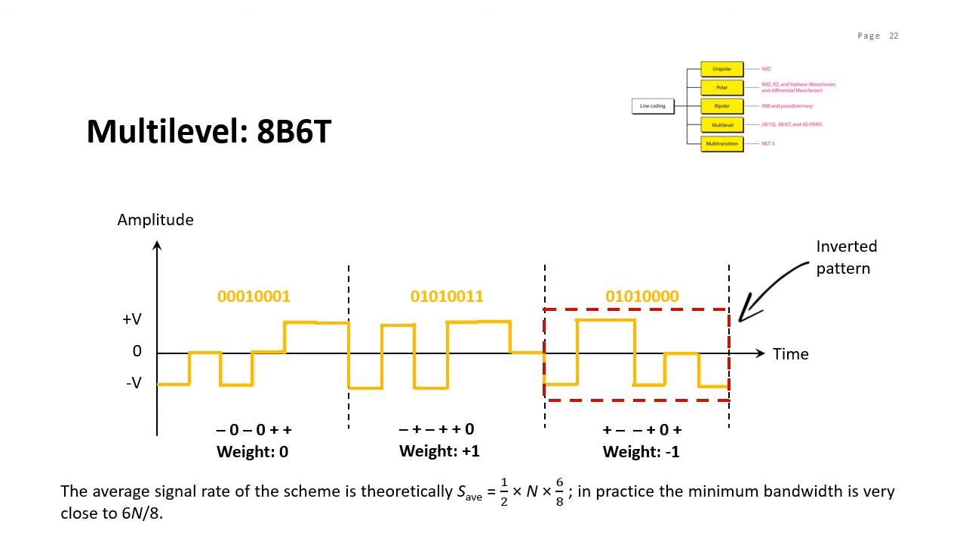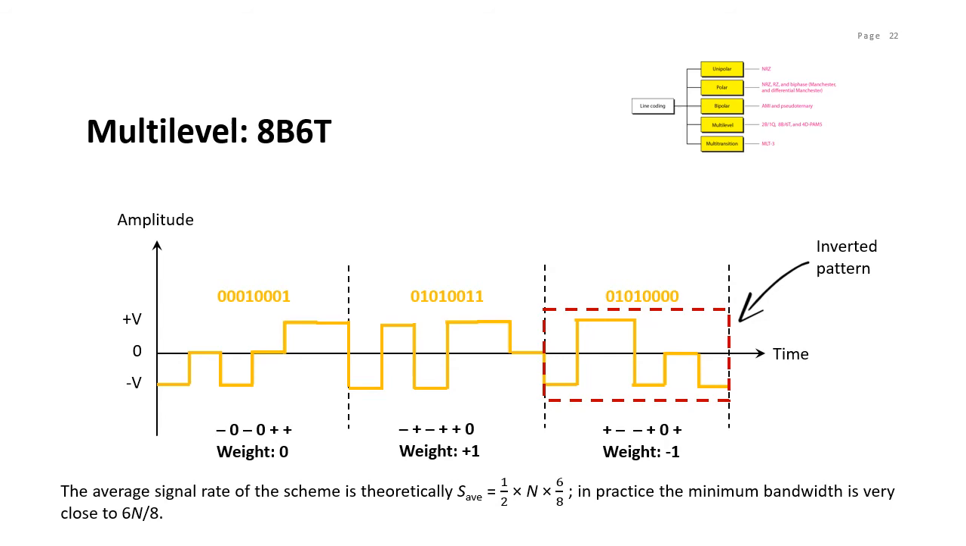From here, you can also find the bandwidth of the scheme. Theoretically, the average is equal to half n times 6 over 8. Remember the equation just now. In practice, the minimum bandwidth is very close to 6n over 8. If I ask you to solve for 8B6T, I will give you the mapping table, where you would see for different 8-bit patterns what the signal pattern will be. So this will be given. You just need to know how to do it.